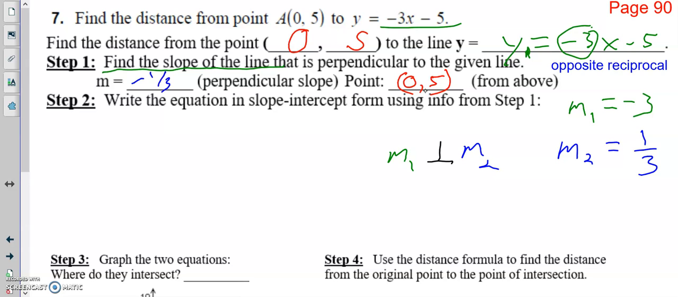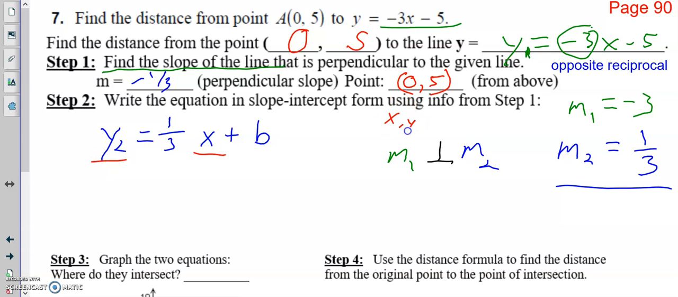So to write the equation of the line, remember this is for y2, my new line, my slope is the opposite reciprocal, y = mx + b, where b is our y-intercept. I don't know my y-intercept, so I need to find that. But I do know an x, I know a y value right here.